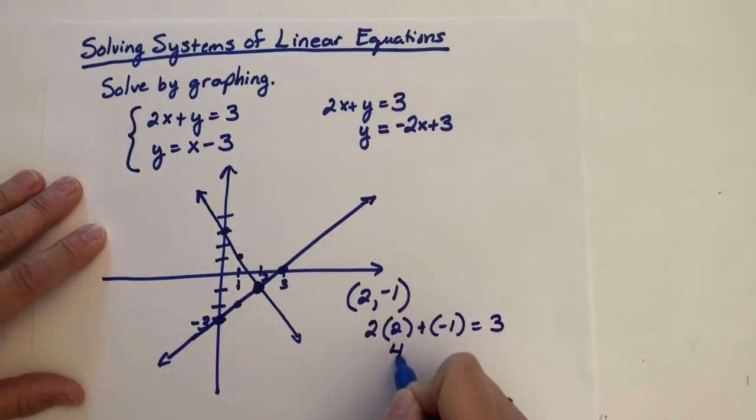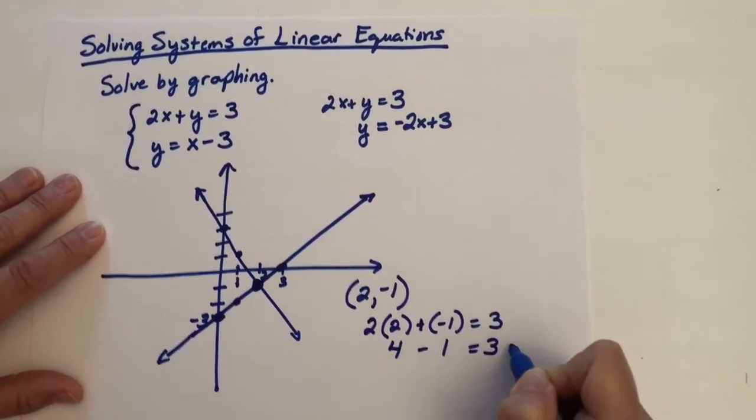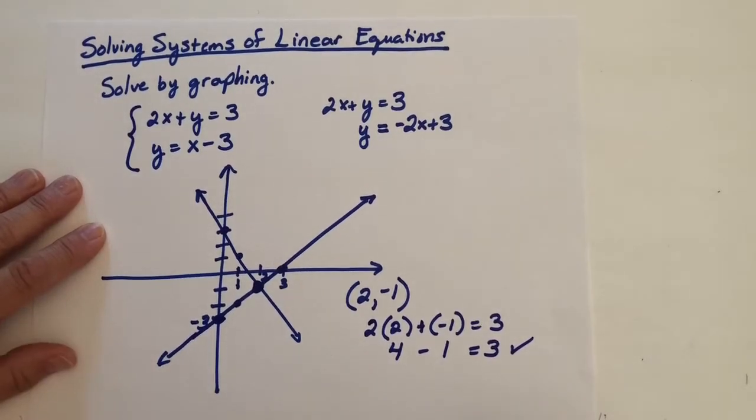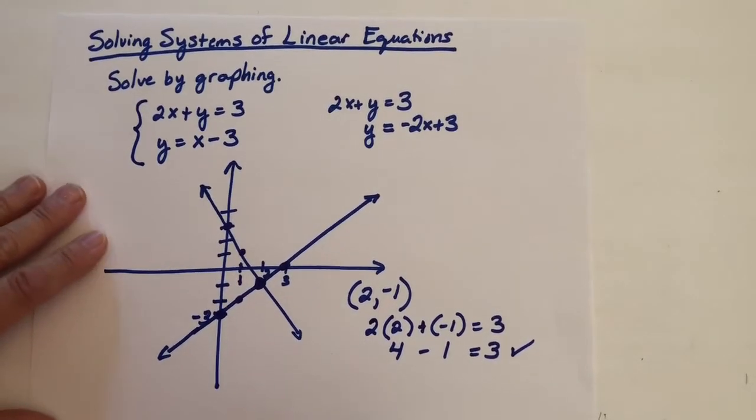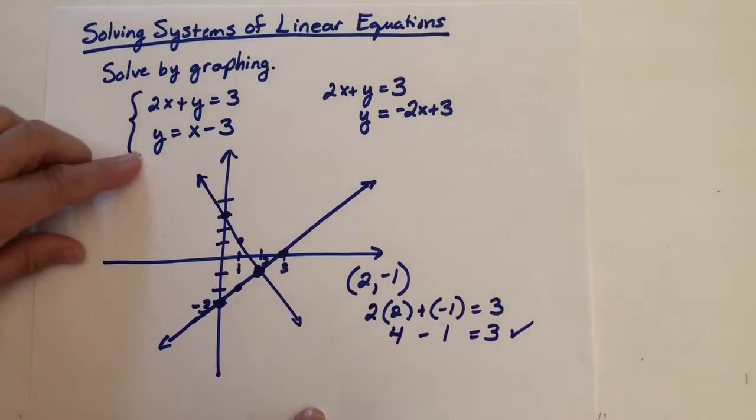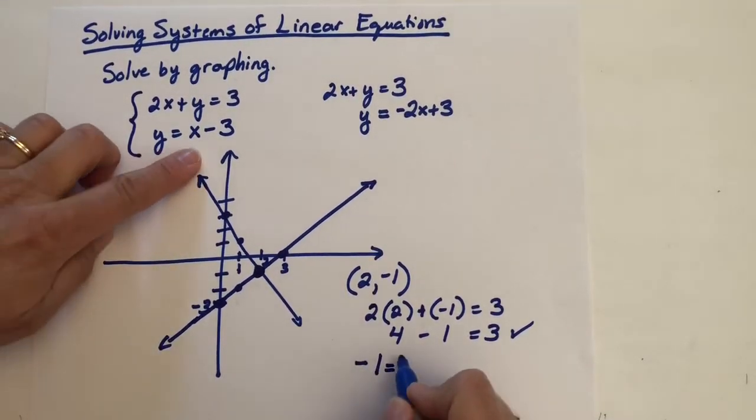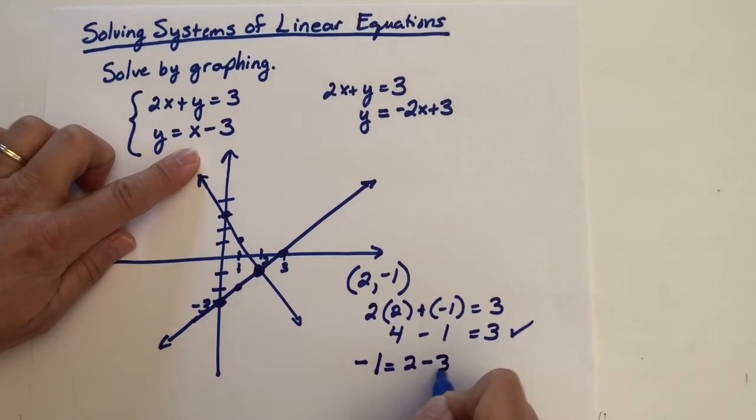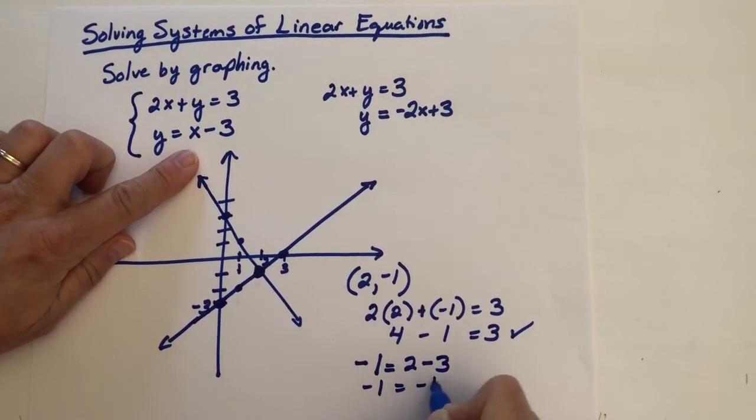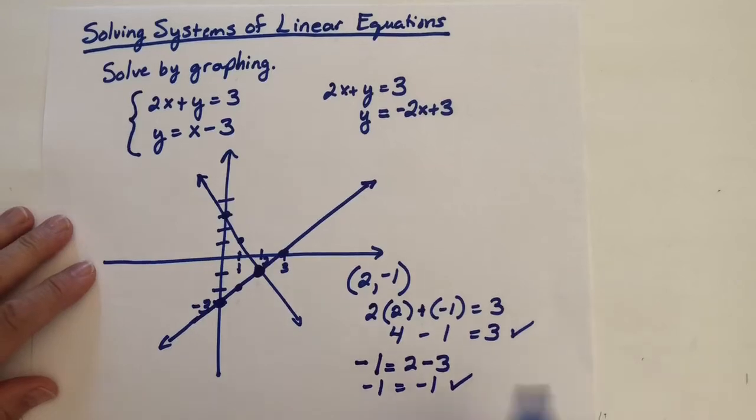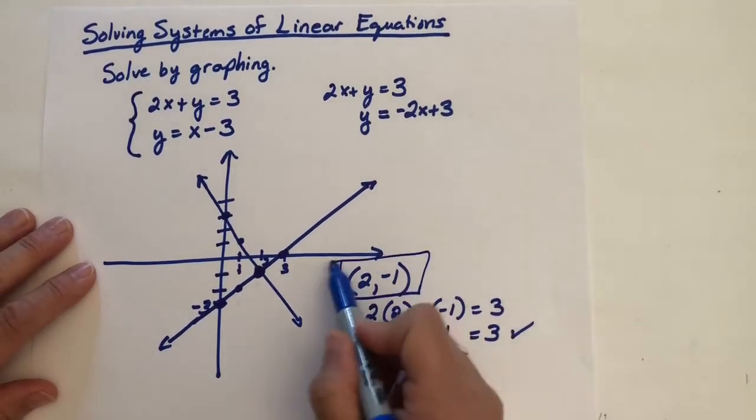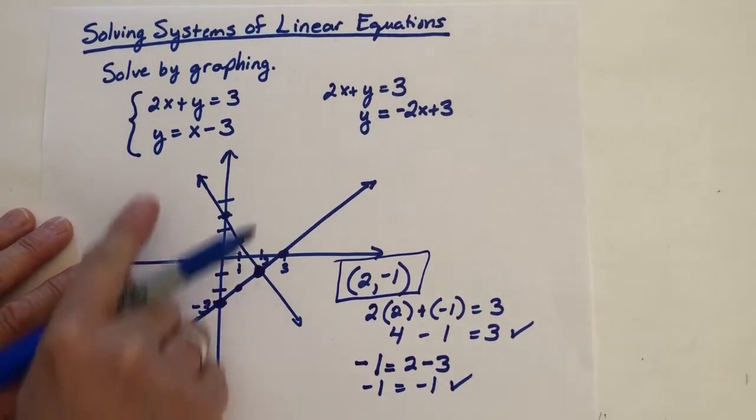we have 4 minus 1 equals 3, which we know is true. And if we substitute that (2, negative 1) into the second equation, negative 1 goes in for y, 2 goes in for x, and we have negative 1 equals negative 1. So that is also true. So we have confidence that (2, negative 1) is in fact the solution for this system.